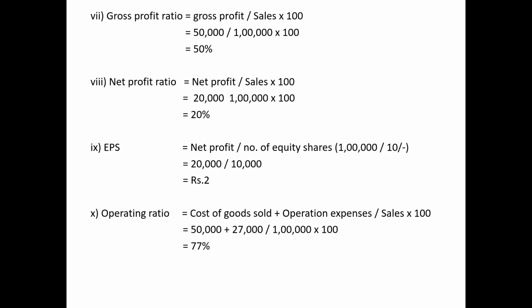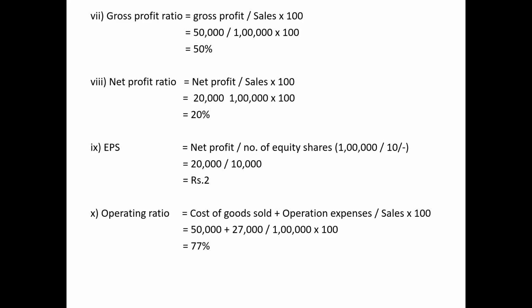Now, GP ratio, gross profit ratio, is very simple. Gross profit divided by sales into 100. You pick up gross profit from your trading account, sales from the trading account, into 100, you get 50% as your gross profit ratio. The next is net profit ratio. The formula is net profit divided by sales into 100. Net profit, you will get in your P&L account. Sales from trading account. The division sign is missing over there, so there's a division sign, into 100. The answer is 20%, right?